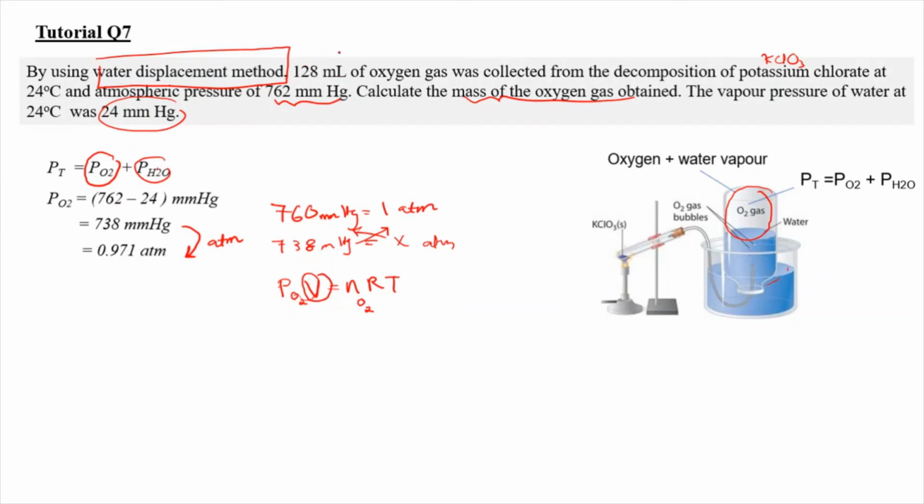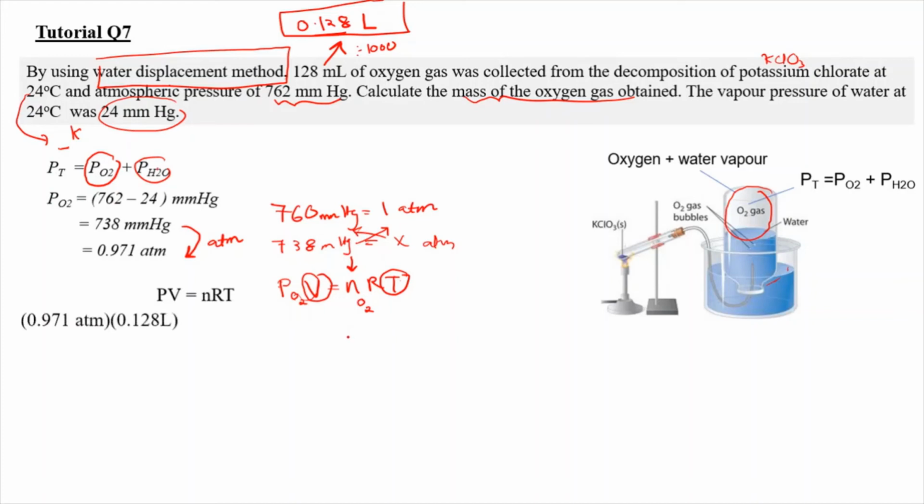The volume is already known, which is 128 ml, but we have to convert that into liters. So it's going to be 0.128 liter, divided by 1000. So we have to use the unit of liter. And then the number of moles is something that we need to find out. R is the gas constant, and the temperature here is 24 degrees Celsius, which you can convert into Kelvin. So we're going to find the number of moles of oxygen first.